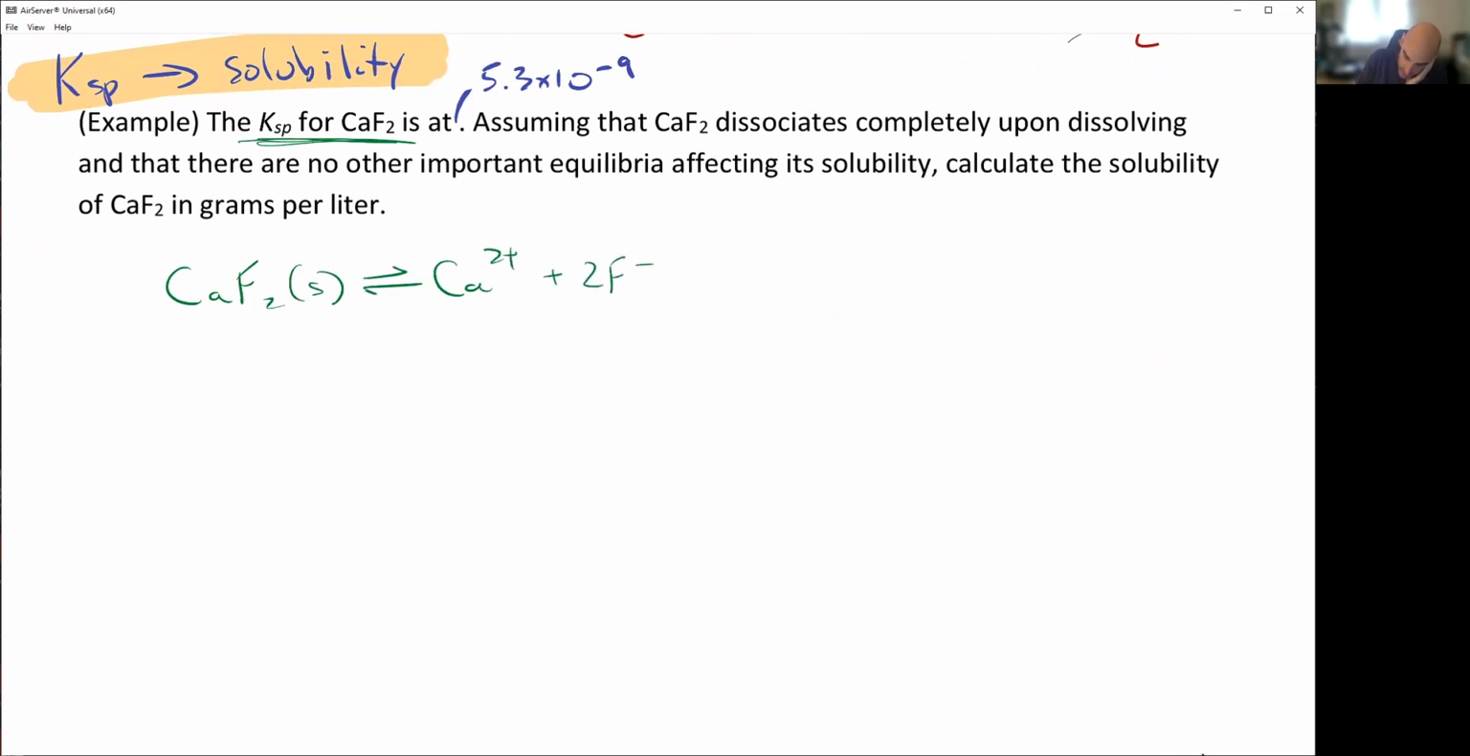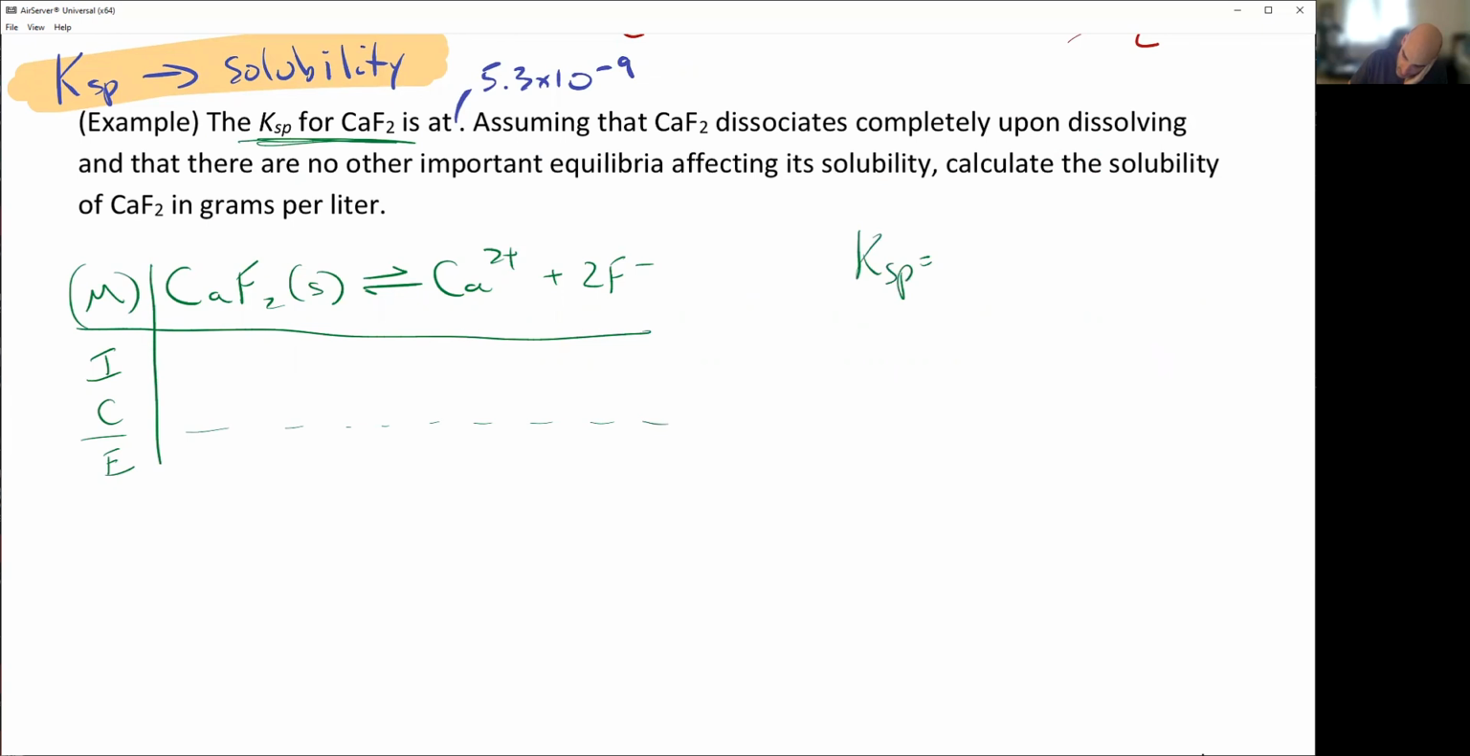And both of those are aqueous, okay? And then we're going to create a little ice table. It's a molarity, initial change equilibrium. My KSP is equal to the concentration of calcium 2 plus times the concentration of F minus squared. My KSP was equal to 5.3 times 10 to the minus 9. Do I have any other information? So I've been given KSP, and that is it. I am looking for the molar solubility eventually, so this is all I'm given.